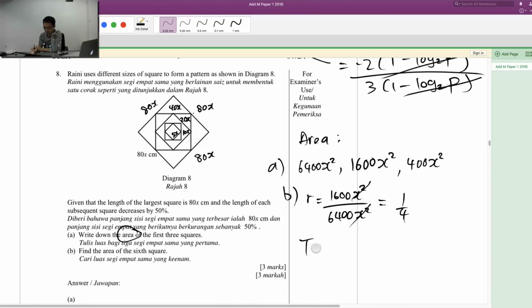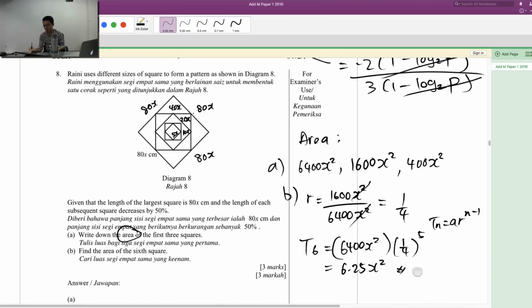So I will find the sixth term, T6. Formula for Tn is ar to the power n minus 1. So my a is 6400 x squared, and my r is basically 1 over 4. 6 minus 1 is power of 5. So I just use a calculator. I will use 1 over 4 to the power of 5, and then multiply by 6400. So I will get the answer, 6.25 x squared. Okay? Yeah, I just need to understand the concept. It won't be too difficult.